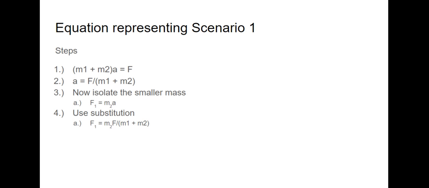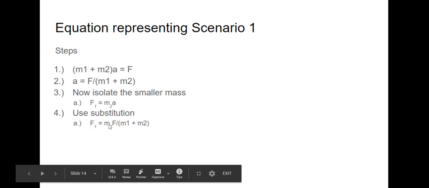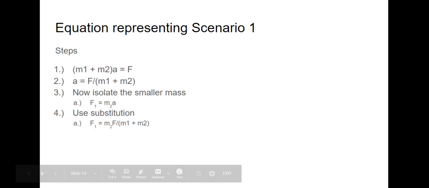One important thing to note is that the acceleration of the individual block, or m2 in this case, is the same as the acceleration of the entire system. So hence, we can substitute a in. So by substitution, we find that F1 = m2F / (m1 + m2).